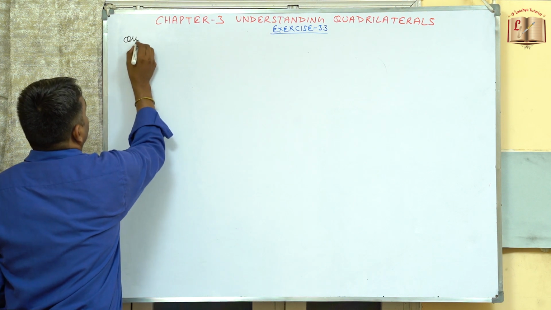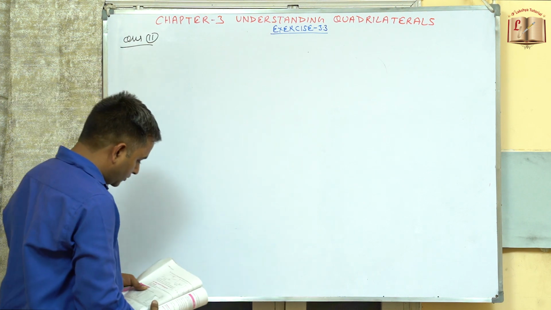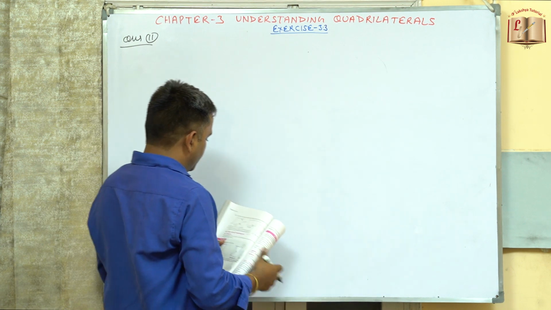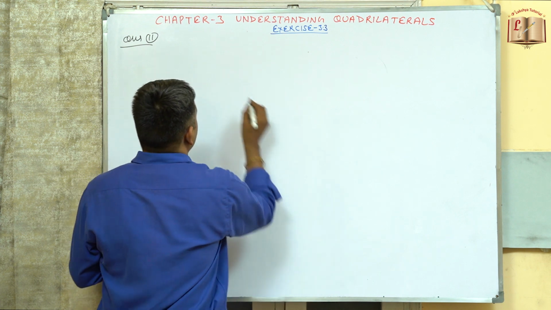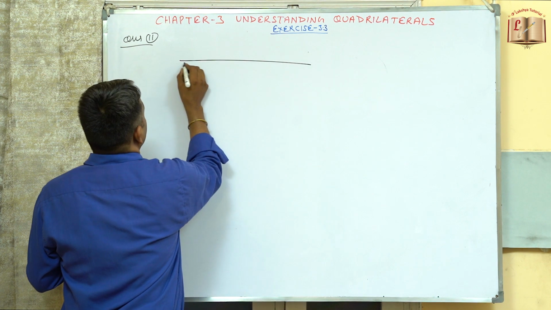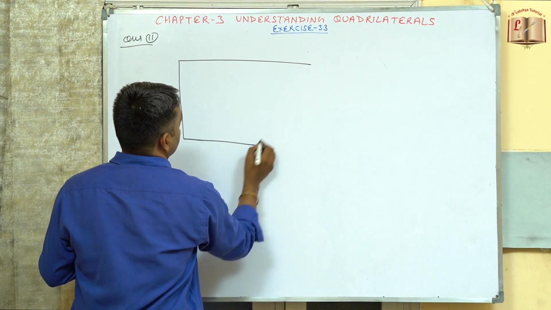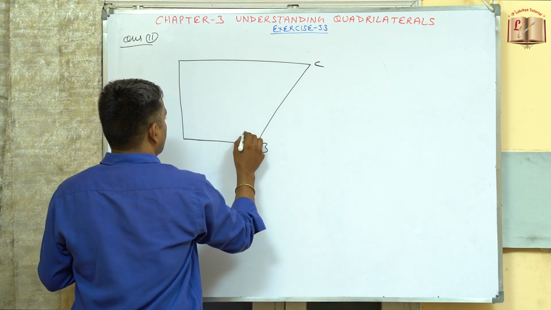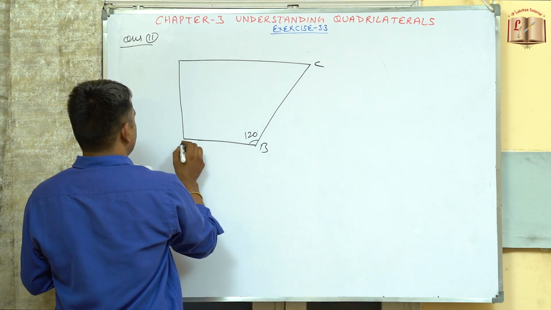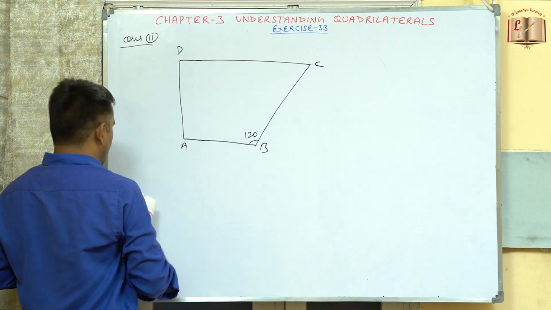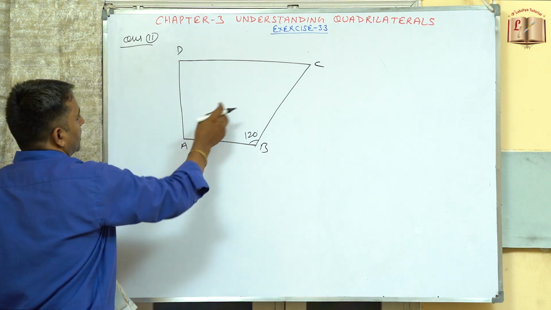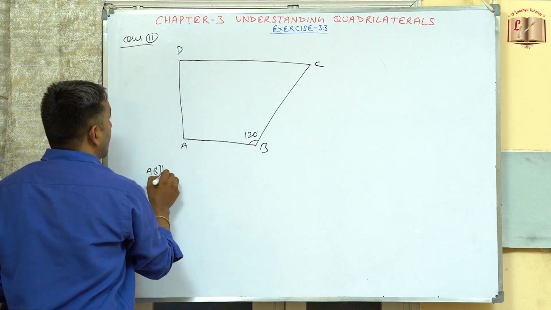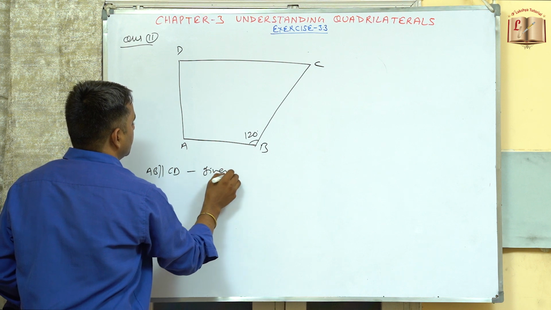So now coming to question number 11. Find angle MC in this figure 3.33. So this is the figure for us. This is B, C and here it is 120 degrees given to us. This is A and this is D. So we need to find angle MC. So these sides are parallel. So AB is parallel to CD. This is given to us.